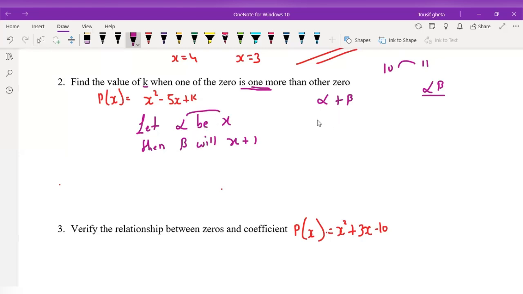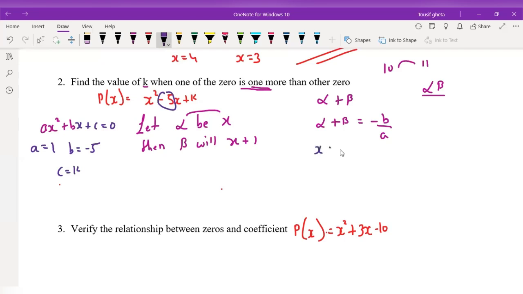Okay. So we know the sum formula: alpha plus beta is equal to minus b by a. From our question, let us identify the a, b, c values. The polynomial standard equation is ax square plus bx plus c equal to 0. So the a value is 1, the b value is minus 5, as you can see from our question. The c value is k, which is what we have to find. Alpha we took as x, beta as x plus 1, equal to minus b, which is minus of minus 5, by a value which is 1.